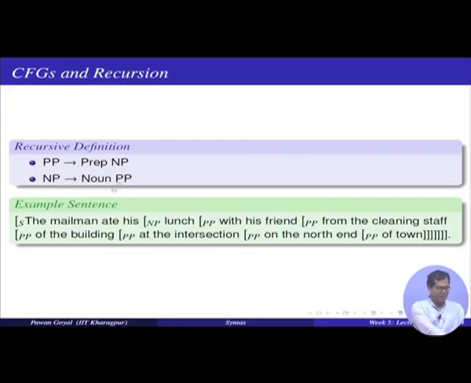So, in this example, 'the mailman ate his lunch with his friend from the cleaning staff', this is the complete noun phrase starting from lunch to the end of the sentence. Lunch and the noun phrase is a noun followed by a prepositional phrase 'with', and this is not shown here, but this again starts a noun phrase. A prepositional phrase is a preposition followed by a noun phrase, 'with his friend from the cleaning staff and all'. This is a noun phrase. And what is this noun phrase? Noun, his friend, followed by a prepositional phrase, and so on. So, this recursion is very nicely captured by using context free grammar.